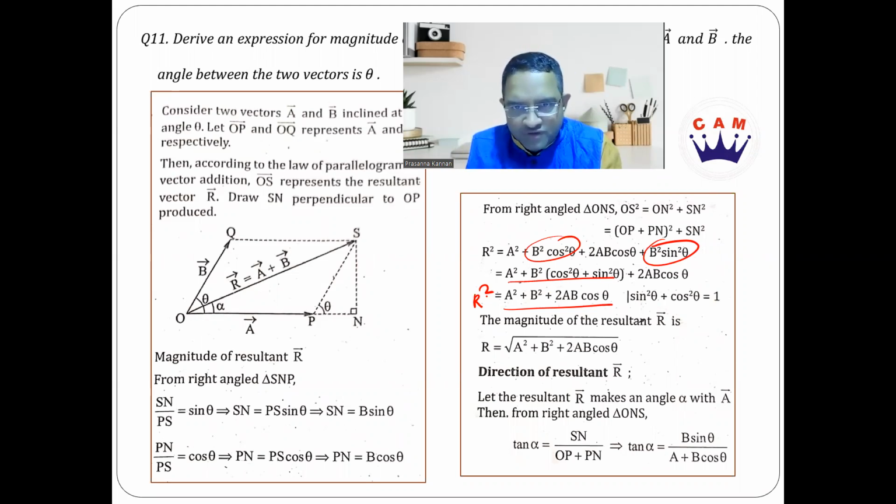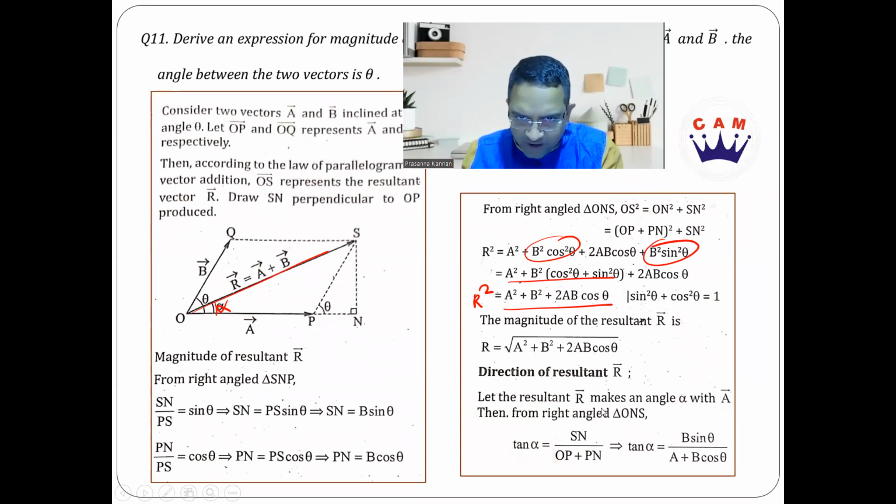And how do you find the direction of the resultant? Let's say the resultant makes an angle alpha with your x-axis, or in other words, your first vector. In your right angle triangle ONS, what is tan alpha? Opposite by adjacent. Opposite is SN, adjacent is ON, which can be written as OP plus PN. So that's A plus B cos theta in the denominator, and the numerator is B sin theta. So alpha can be written as tan inverse of B sin theta by A plus B cos theta.